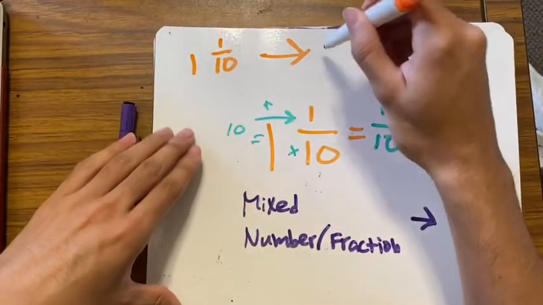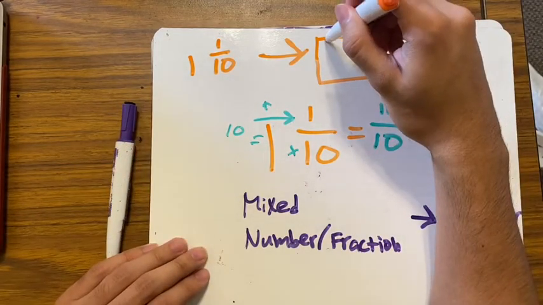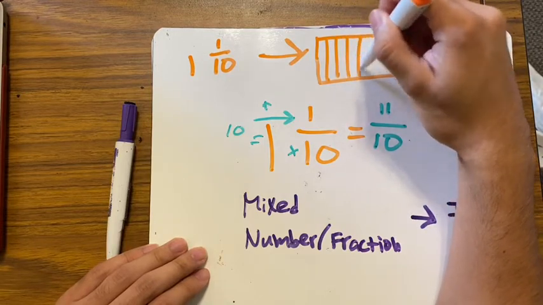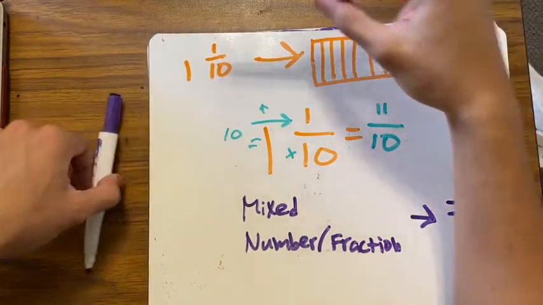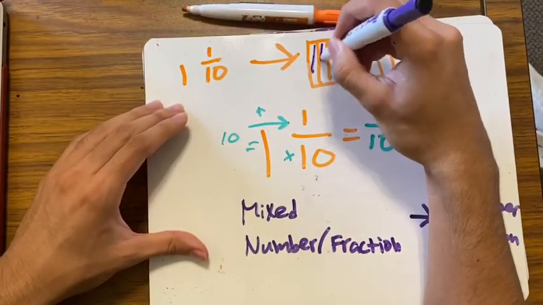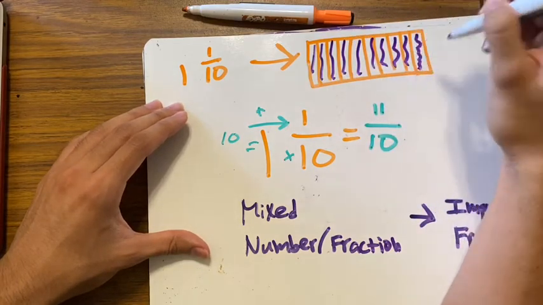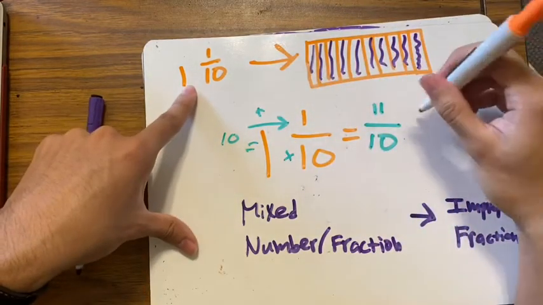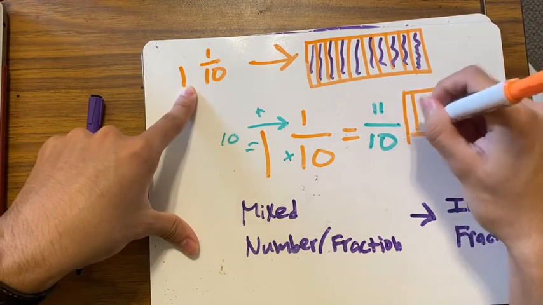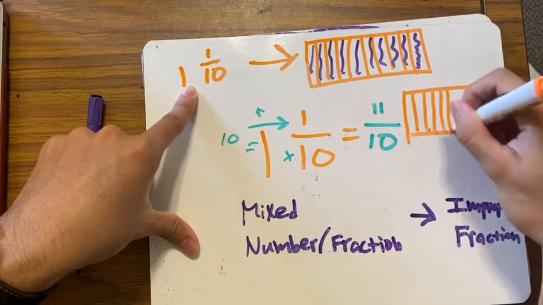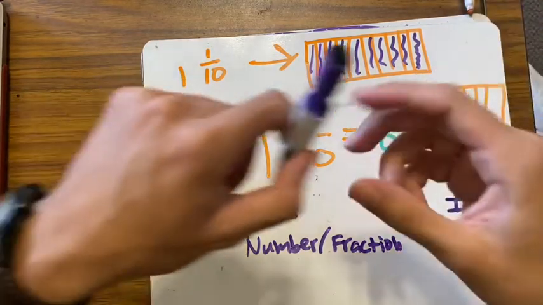If I have one whole number, that means I have 10 pieces. 1, 2, 3, 4, 5, 6, 7, 8, 9. And that means that all of them are going to be filled in. 1, 2, 3, 4, 5, 6, 7, 8, 9, 10. And then I also have another piece that has 10 pieces. 1, 2, 3, 4, 5, 6, 7, 8, 9. And in this one, I only have 1 over 10, okay?